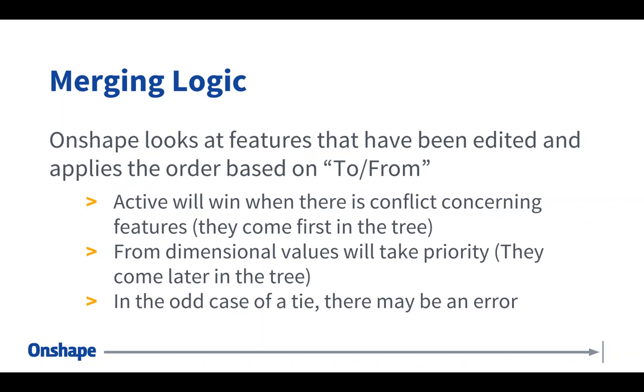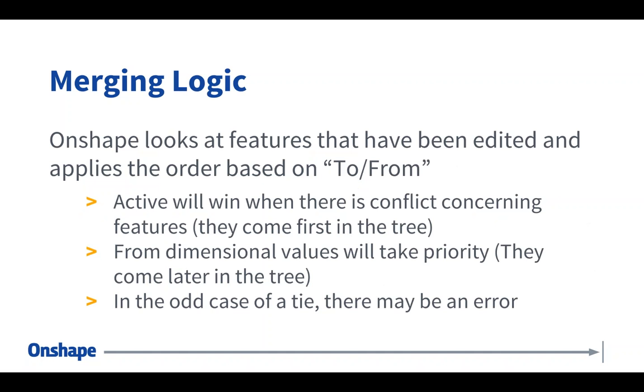But one last slide. Onshape looks at the features that have been edited and applies the order based on to and from. The active will win when there's a feature conflict, just like the fillet example or the chamfer example I just gave you. However, if there's a dimension conflict, if one dimension is bigger in one versus another, it's the opposite, right? Because that's what I'm merging from, I'd expect the dimension changes to carry over. So dimension values from the other branch will carry over to the active, but for feature conflicts, it's the opposite, right?